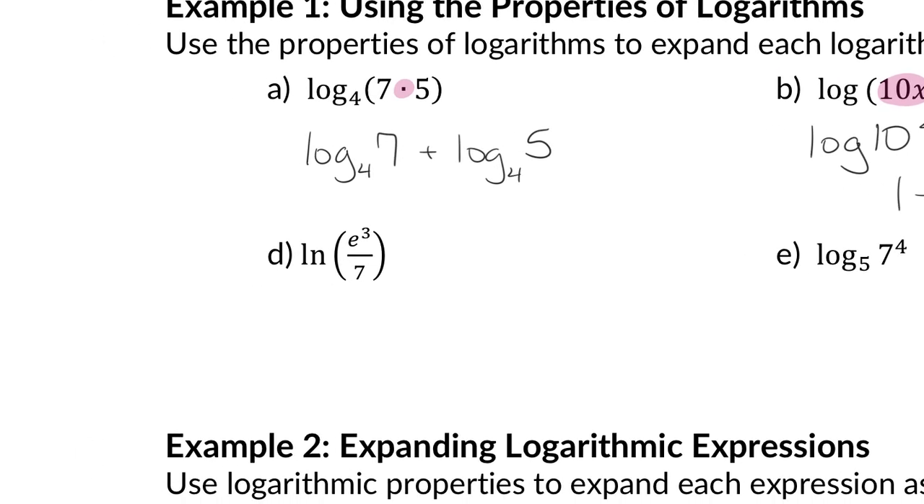Again, I clearly see there's division, so I'm going to take care of that division bar first. This is going to be the natural log of e to the third power minus the natural log of 7. Ooh, but what is the base of a natural log? E. So this right here is like saying log base e of e to the third power. What happens to the log base e of e? They cancel out, so this just becomes 3.